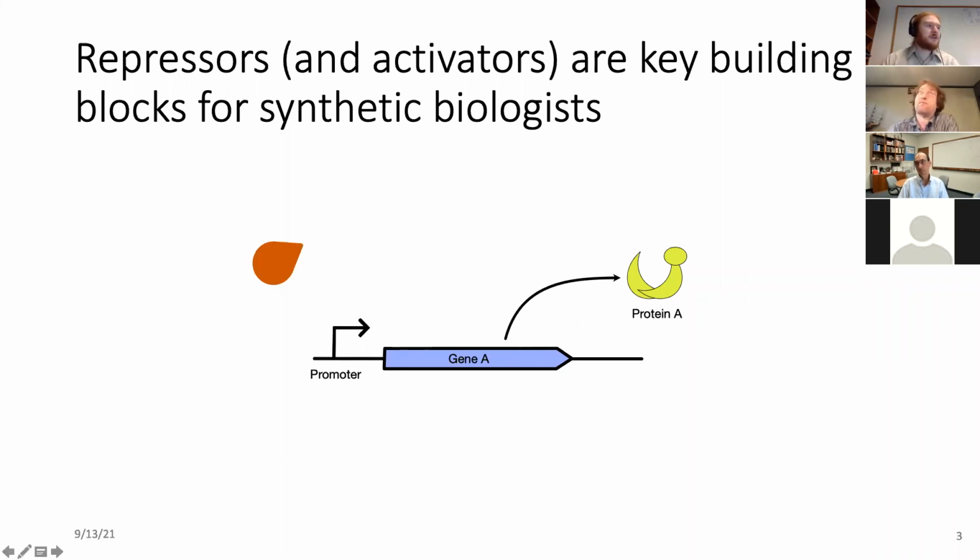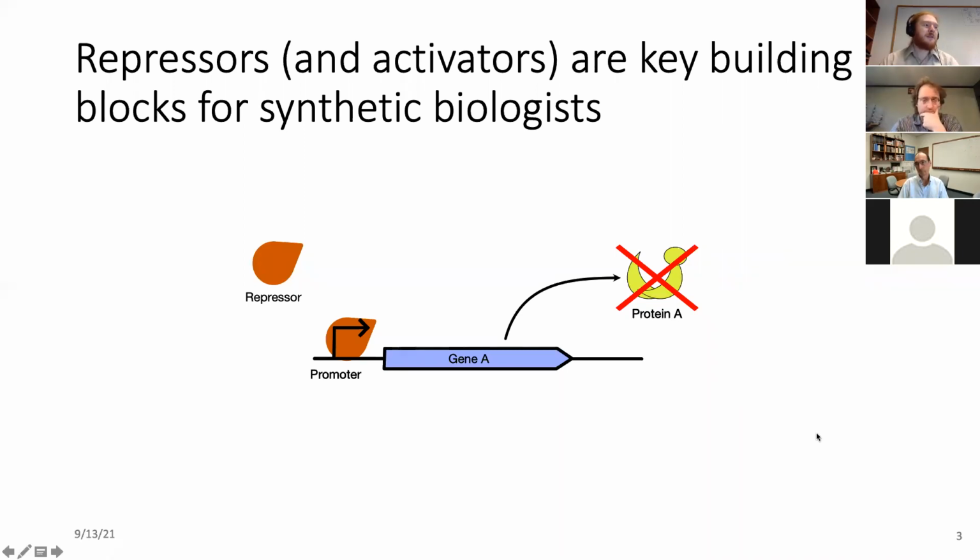Now, a repressor is also a protein, which has the important property that it can bind to a specific sequence on or around the promoter, which shuts down production of the gene associated with that promoter. So a repressor is essentially the biological equivalent of a NOT gate. If the repressor is there, you do not make the downstream protein. If the repressor is absent, you do make the downstream protein. This is important because you don't usually want proteins to be on all the time. You want them to be on conditionally, depending on either something in the environment or something about the state of the cell.